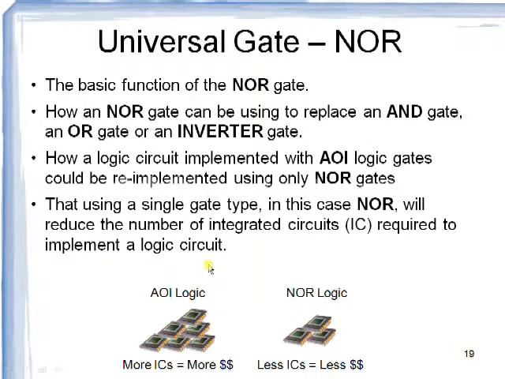implement a logic circuit. So here we are going to see the basic implementation of the NOR gate, as well as how to replace the basic gates like AND, OR and inverter with the help of NOR gate, and then how to implement any kind of circuit only with NOR gates. Okay, so the same thing: as the number of ICs increases, the cost of the circuit increases, and as the number of ICs decreases, the cost of the circuit will decrease.